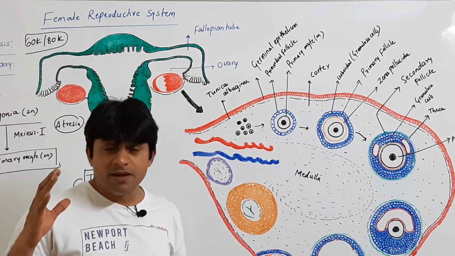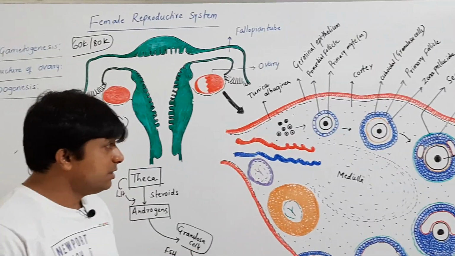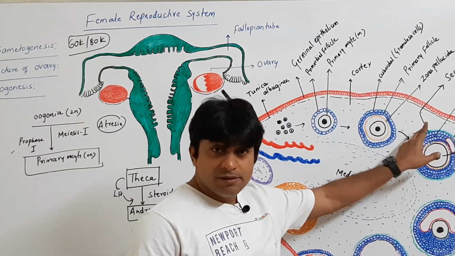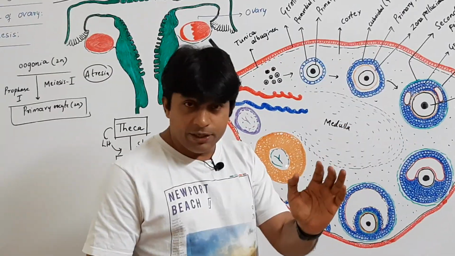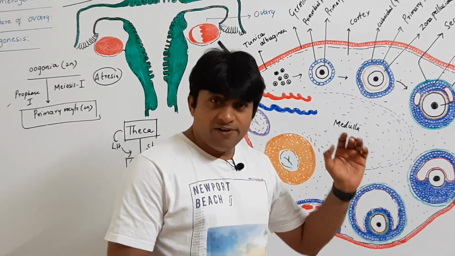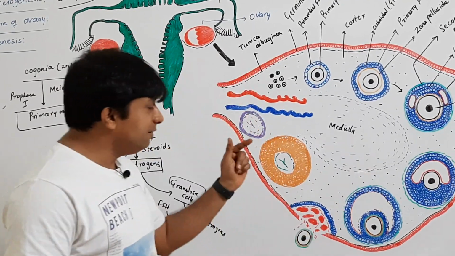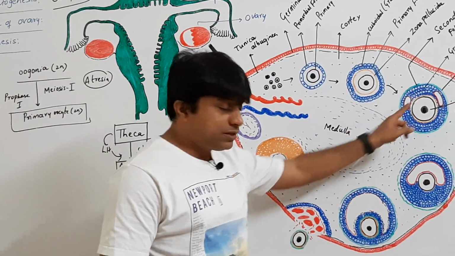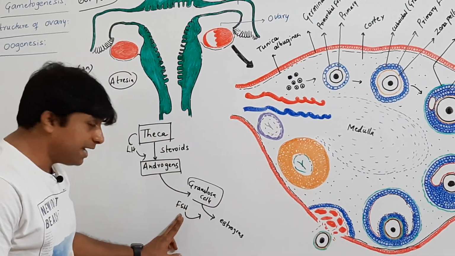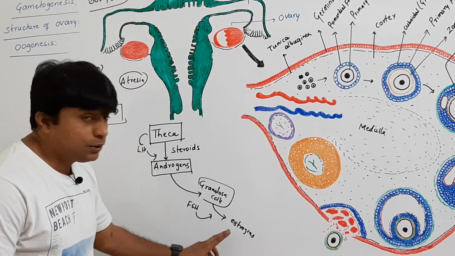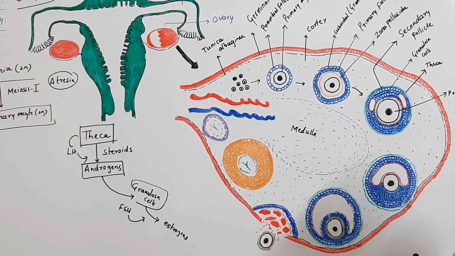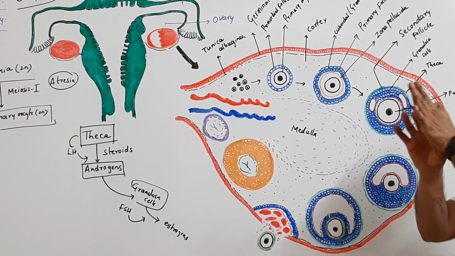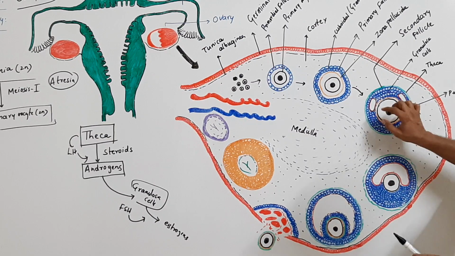Clear? Everybody done with this? So, your thecal cells take the steroids, and from the steroids they convert them into androgens with the influence of luteinizing hormone, and these androgens enter into the granulosa cells. In the granulosa cells, with the action of FSH, these are converted into estrogens. Now such a follicle is called a secondary follicle. Again, in the secondary follicle, later the secondary follicle develops further.